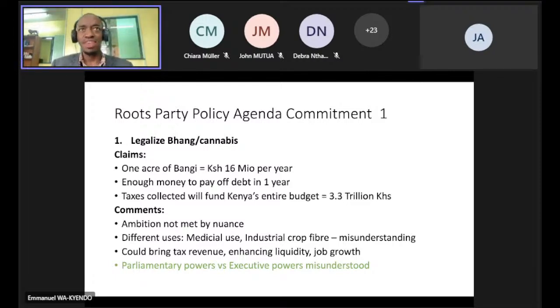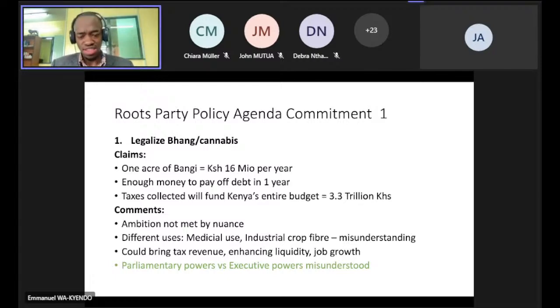The second thing is that many different numbers have been thrown around, right? Talk about say an excess of $60 billion being raised from one single county alone. I think we could say that if this was so, perhaps entrepreneurs somewhere would have figured it out already. Perhaps it wouldn't have been up to a messianic figure to bring out such an insight to us. So we find that the Roots Party has big ambition, but ambition that's not met by nuance.